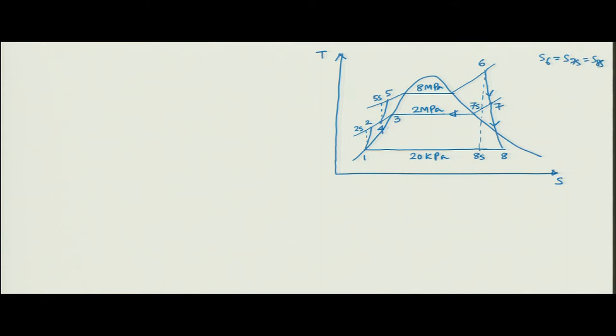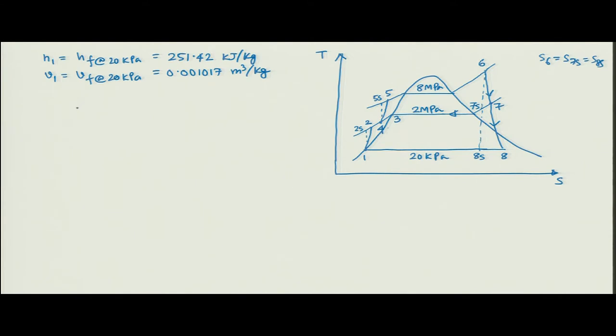So, we have to use the steam table. We will start with point number 1, where the enthalpy at point 1 is basically the enthalpy of the saturated water at 20 kilopascal, which from the table you will get as 251.42 kilojoule per kg. Similarly, we can find the specific volume corresponding to this condition, and that is basically 0.001017 meter cube per kg.